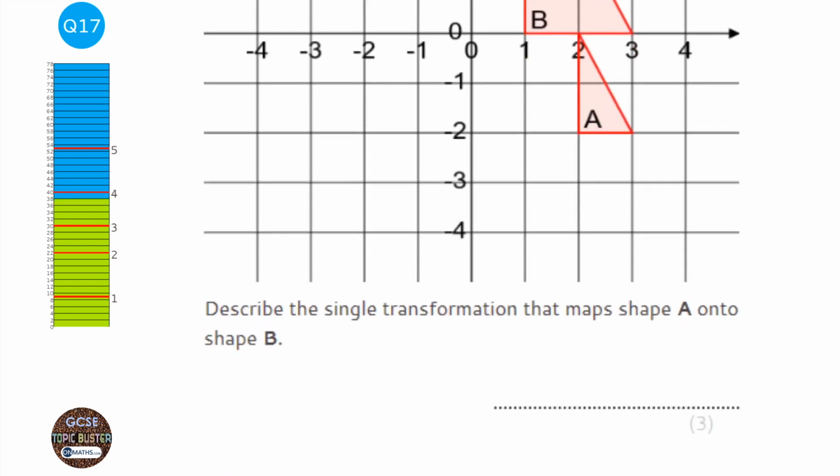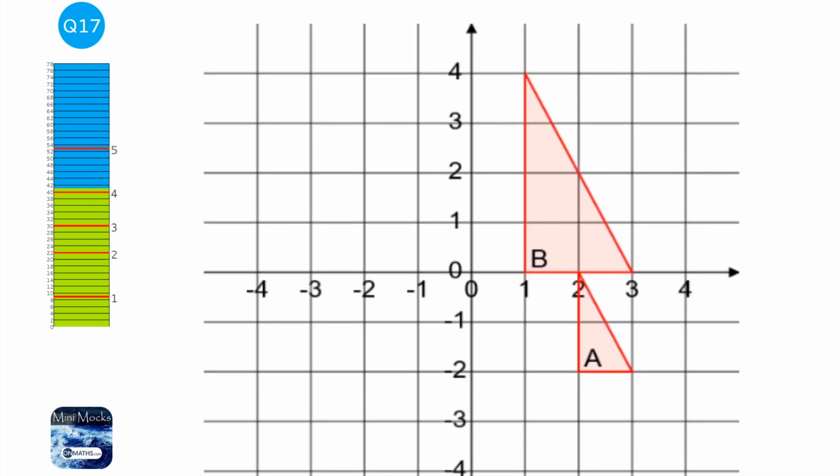Okay, so we're asked to find the single transformation that goes from A to B. Okay, so first things first, I asked myself a number of questions here. Question number 1, has it been mirrored? No, not really. So it's not a reflection. Has it just moved? Well, it has moved, but it hasn't just moved. It's not the same shape, so it's not a translation.